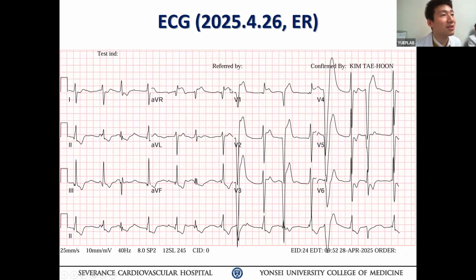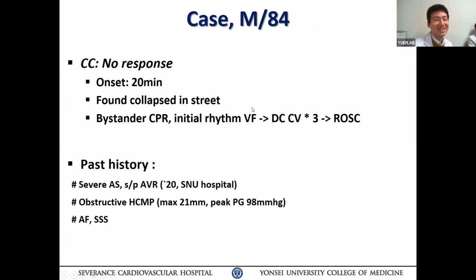Okay, please let us know the whole story because it is almost time for the international conference. So the patient was an 84-year-old man, and he came to the ER for no response, and he had bystander CPR, and the initial rhythm was VF, and he had 3 cardioversions, and ROSC when he came to the ER.